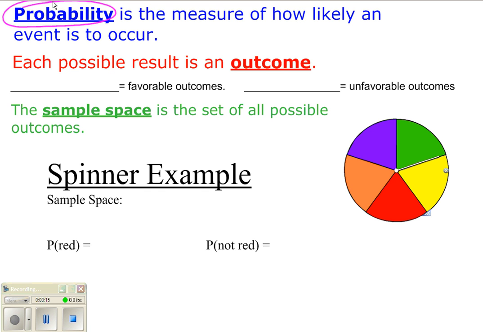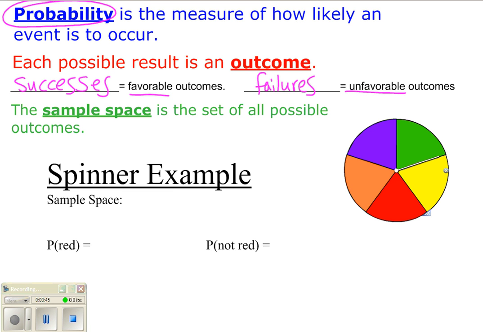Defining what probability is. Probability is the measure of how likely an event is to occur. Can something occur all the time? Well, then it's 100% likely. Each possible result is called an outcome. And there are two different types of outcomes. There are those that are favorable, which we call a success, and then there are those that are unfavorable, which we may refer to as a failure. So we have failures and successes.